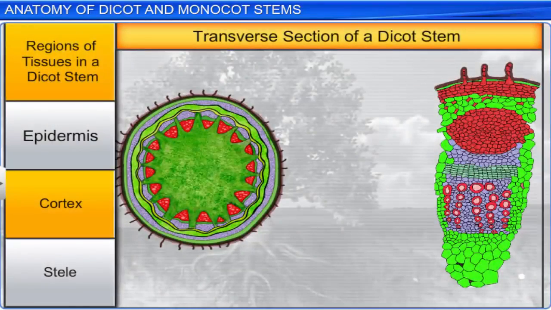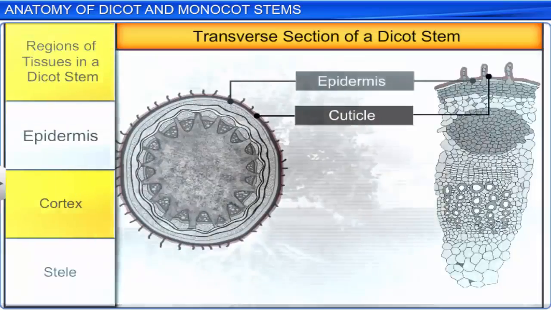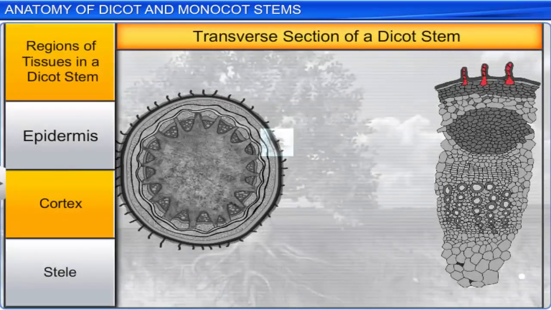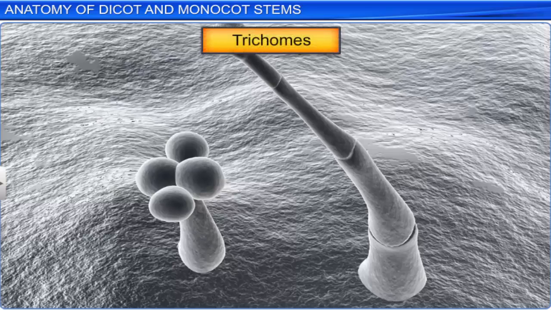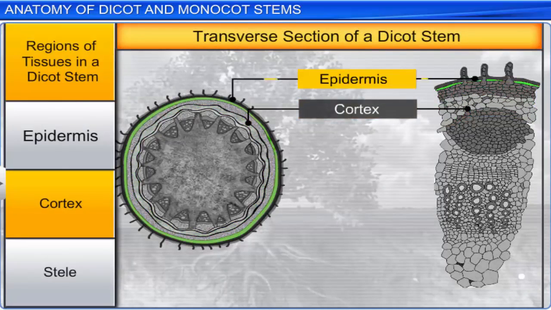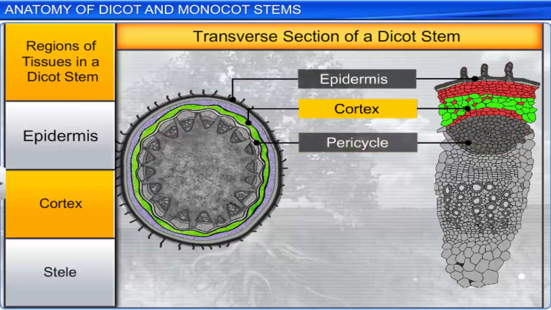The outermost layer of the stem, or epidermis, consists of a layer of closely packed cells and is covered with a thin waterproof layer called the cuticle. The epidermis also contains stomata and hair-like outgrowths known as trichomes. The next region of a dicot stem is the cortex. It lies between the epidermis and the pericycle and consists of multiple layers of cells. The main function of this region is storage of food material.